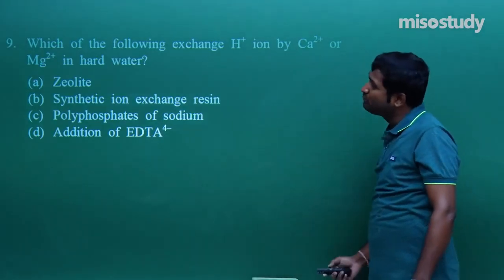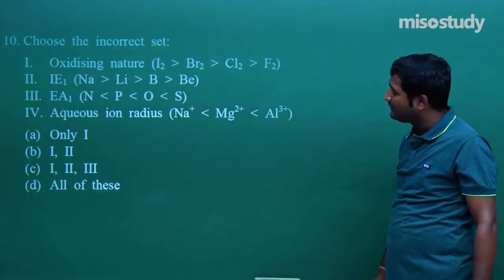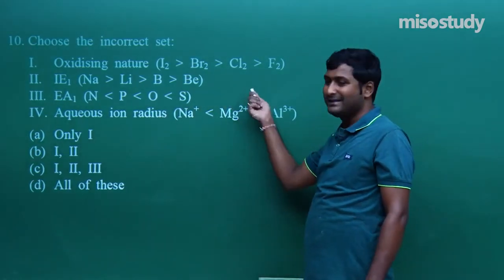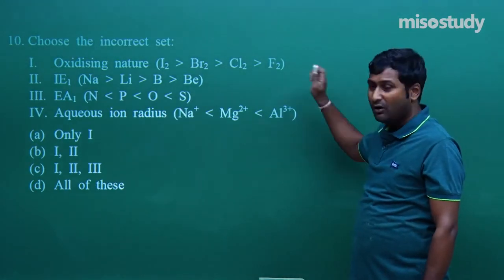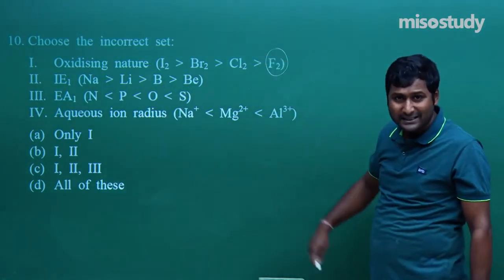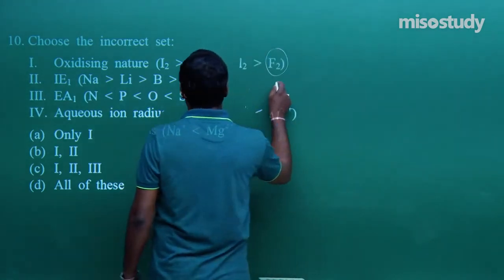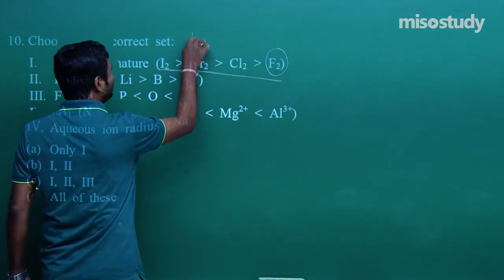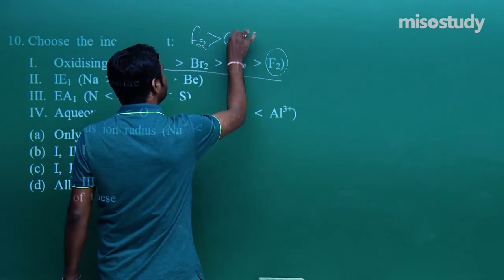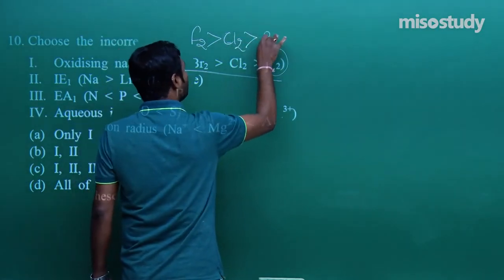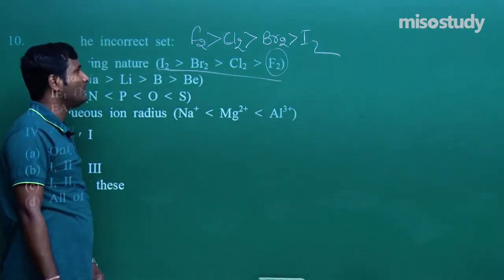Now let's move to the next question. Choose the incorrect set. First one, oxidizing nature. This is very simple. As we know, fluorine is highly reactive, with high electronegativity, so definitely the order is totally reversed. The oxidizing nature in this case: F2, then Cl2, then Br2, and then I2. Clear to you what I am telling?